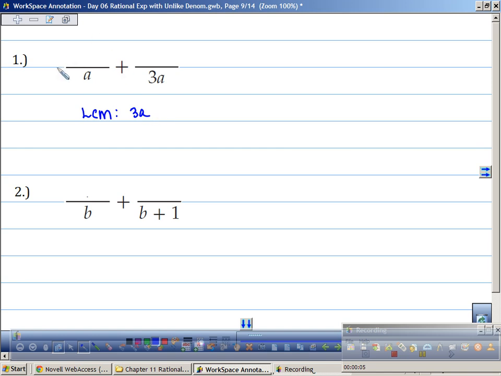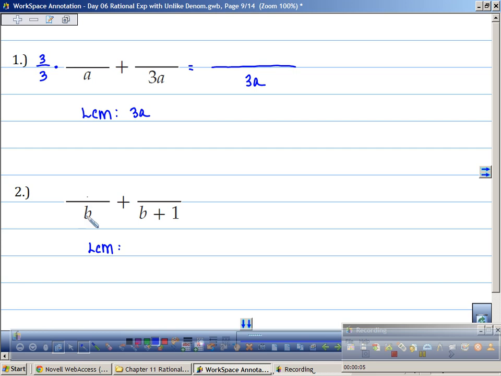3A. So what would I have to multiply this side by in order to get a common denominator of 3A? I'd have to multiply it by 3 over 3. Would I have to multiply 3A by anything? No. Good, let's go on to the next one.